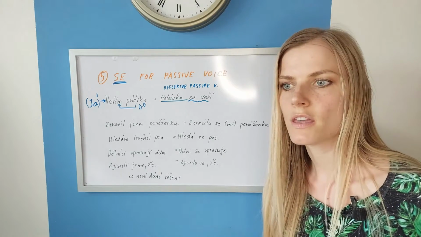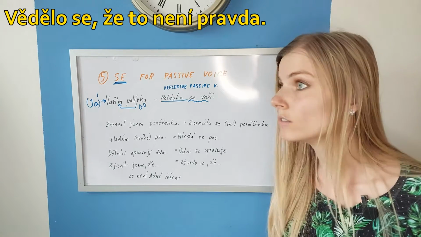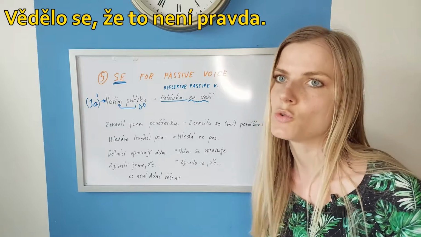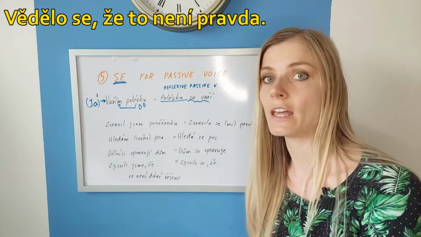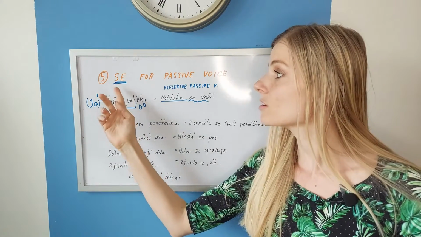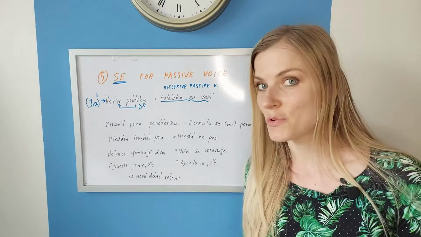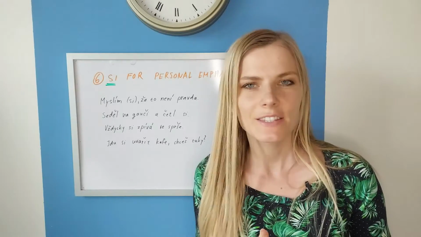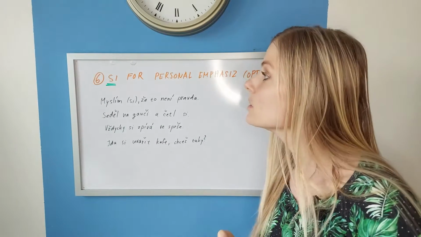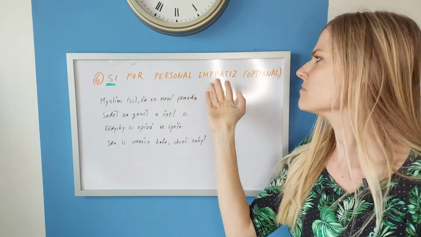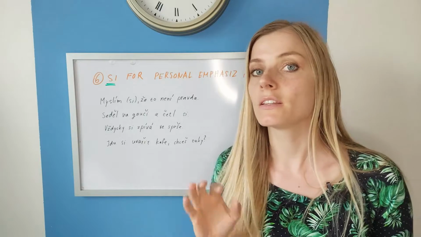For example, you can say vědělo se, že to není pravda. It was known, we knew, everybody knew. Vědělo se. So remember, this is a very common use, se also for reflexive passive voice. And our last category concerns only the use of si, which is for personal emphasis, and it is completely optional.